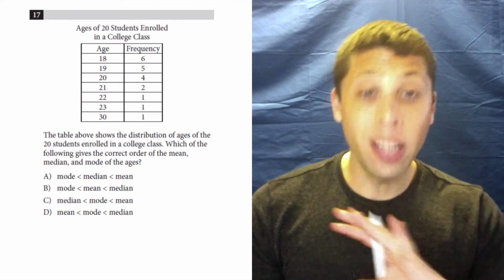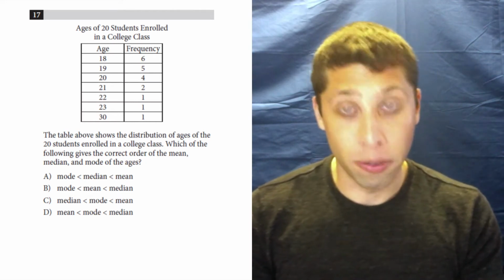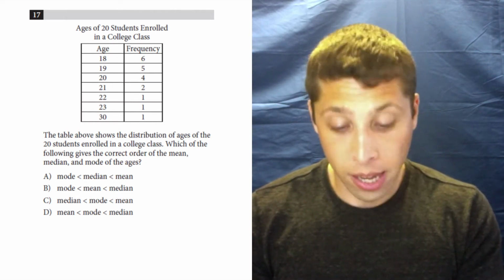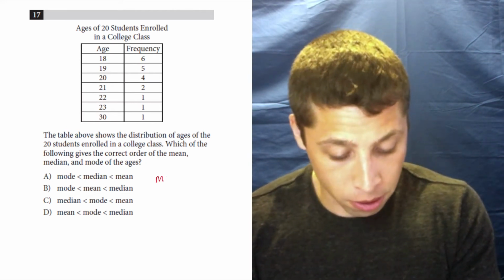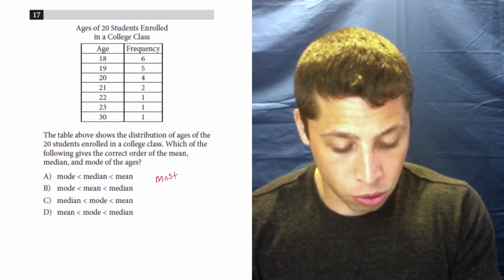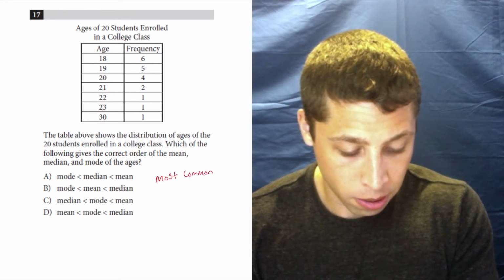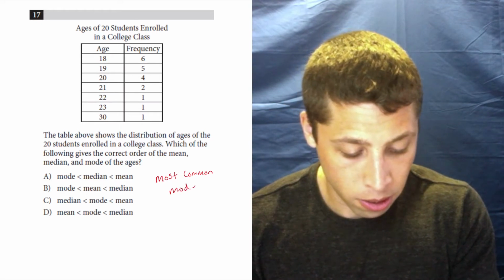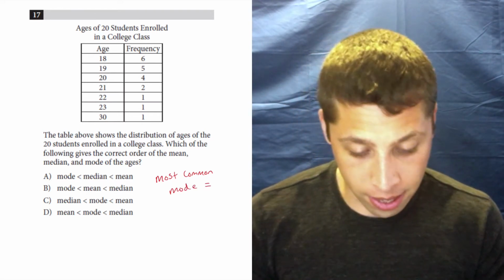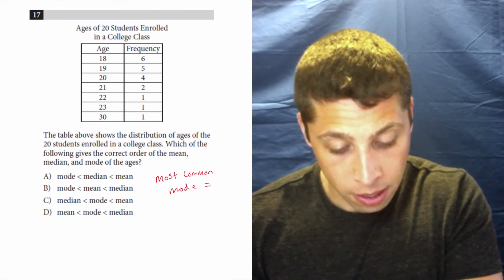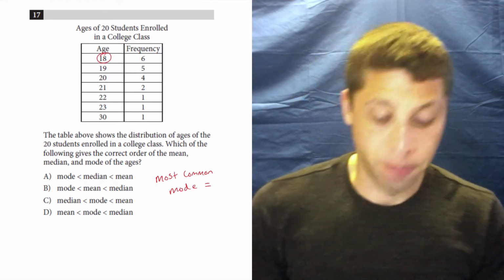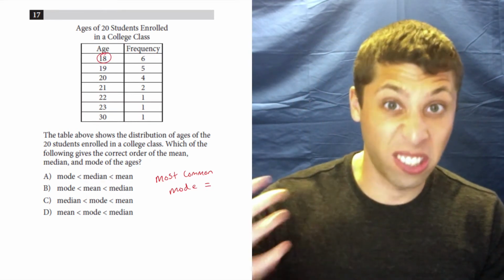So the easiest thing to look for is the mode, right? Because the mode is just the most common number. So the most common number is the mode. And in this case, we go by the frequency, is 18, right? Because there are 6 18s.